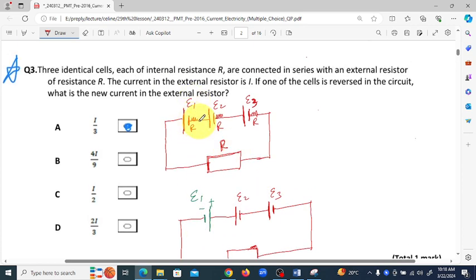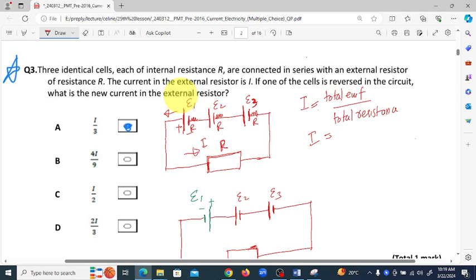First we find the total current in the previous case. If I is the current flowing through the external resistance, then the current I is equal to the total EMF divided by the total resistance. In the previous case the total EMF is the sum of all potentials, taking the direction from the positive terminal to the negative terminal.